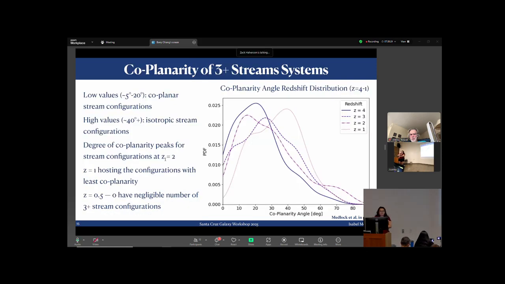We've also looked at the degree of coplanarity between the streams in halos that have 3 or more streams, where a coplanarity angle closer to 0 indicates that these are more coplanar, or in one plane roughly, which is what we would expect in the classical picture, where a higher angle would be closer to an isotropic configuration, which is not really what we would expect in this classical picture. And we find that at redshift 2, we do have the lowest peak in coplanarity angle. Redshift 1 is going towards the end where it's more isotropic. We don't look at the lower redshift snapshots because we have a negligible number of streams, so we don't include that.